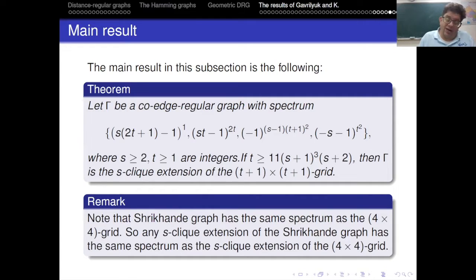Whether it depends on S or not, we don't know. But we probably could replace the S to the power 4 by something like S to the power 3. But I did not check all details.